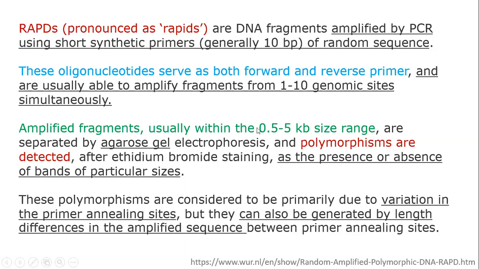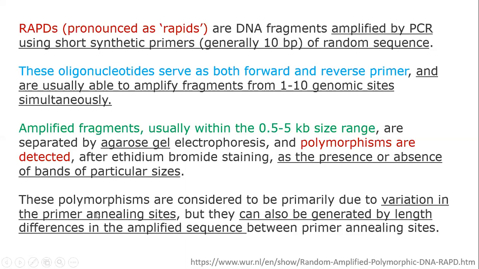And based on the amplification, based on the differences, for example, presence or absence of bands of particular sizes. Presence means 1 band, 2 bands, 3 bands. Absence means no band at all. That relates to the polymorphism of populations. You can identify that. So basically, primers are important, random primers, and the annealing sites. The primer annealing step is also important.